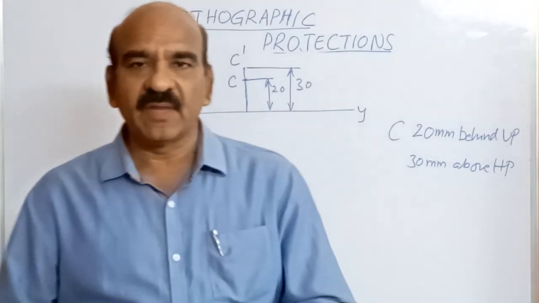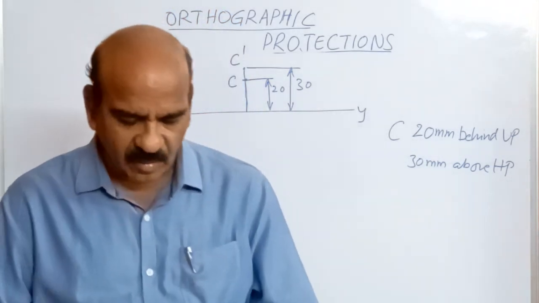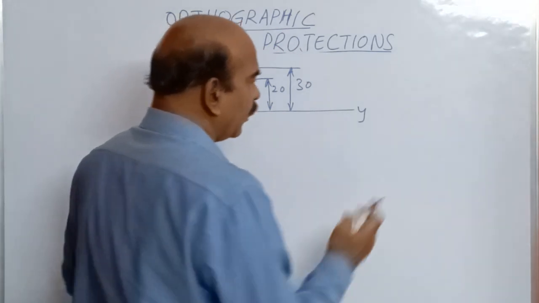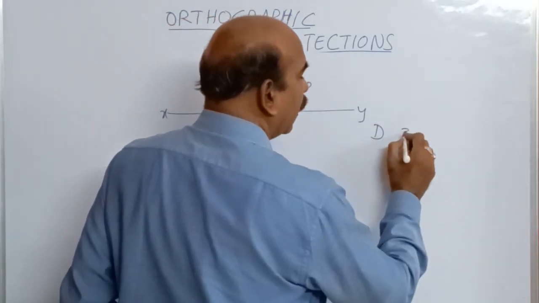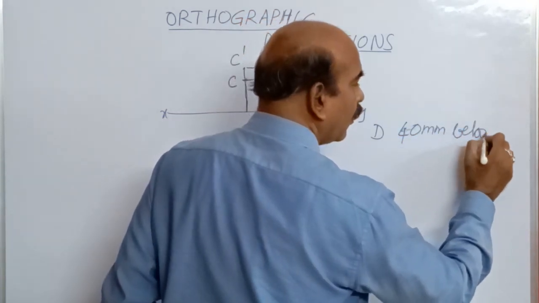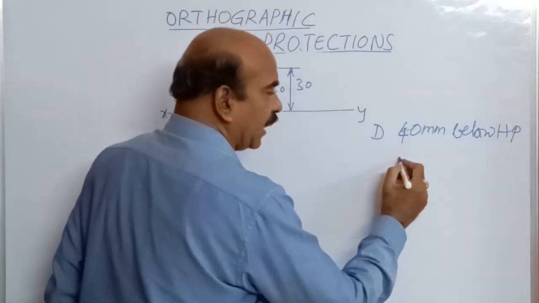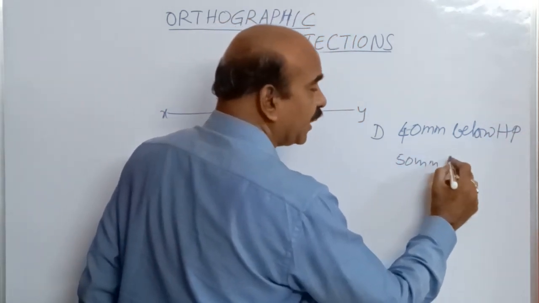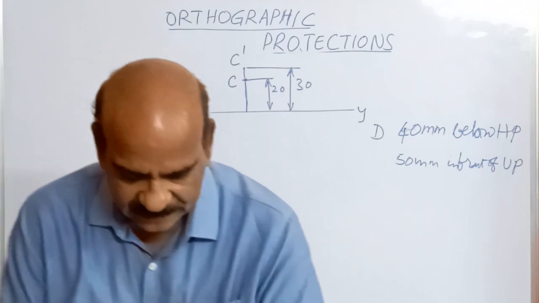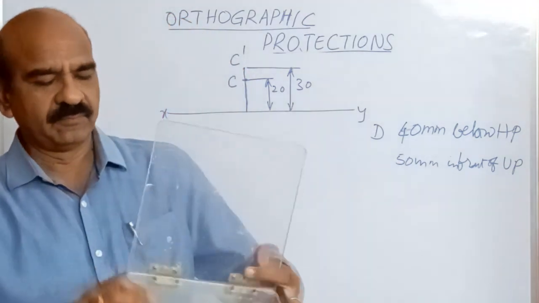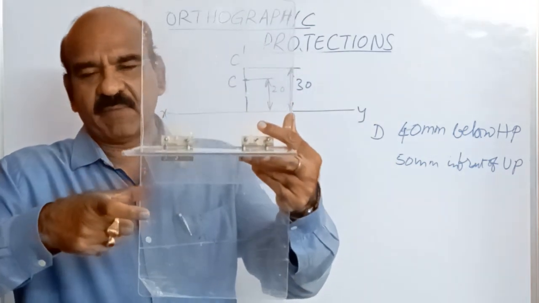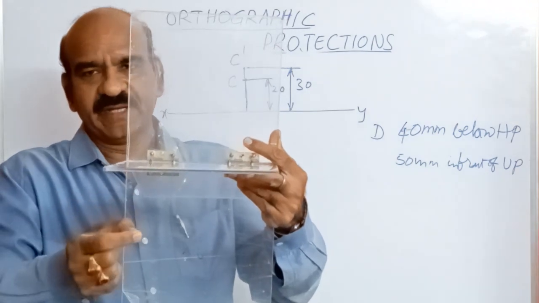Let's take a point in the fourth quadrant, say, point D. Let's take the point D, 40 mm below HP and 50 mm in front of VP. In front of VP. That is 40 mm below HP here and 50 mm in front of VP. This is the point D.